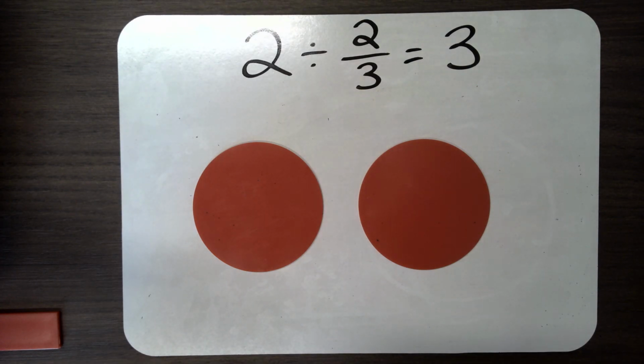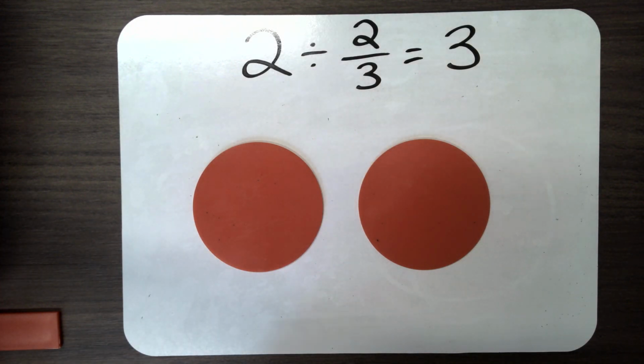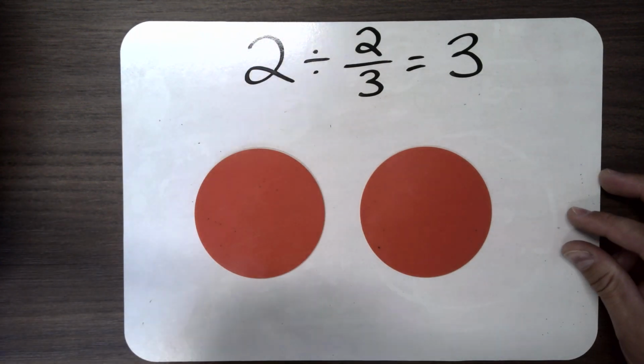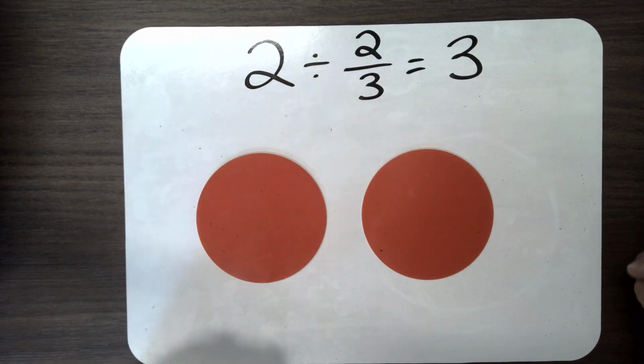In this video we're going to discuss CRA models for dividing a whole number by a fraction. We're going to show two different cases. The first type is where we do not have a fractional quotient, and the second one will be where we do have a fractional quotient.